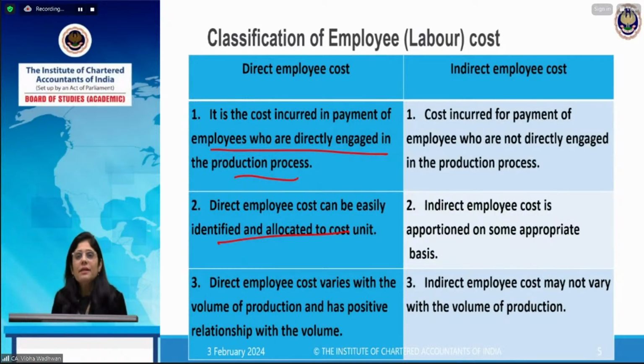Clear? But if the supervisor is already supervising 10 products and we add 2 more products, now he's supervising 12 products. So his salary is not going to increase. Clear? So direct labor cost changes with the volume of production, whether it increases or decreases. But indirect labor cost does not directly change with the volume of production. We add 1 unit, his salary also will not increase, right? So that is the concept of direct labor cost and indirect.